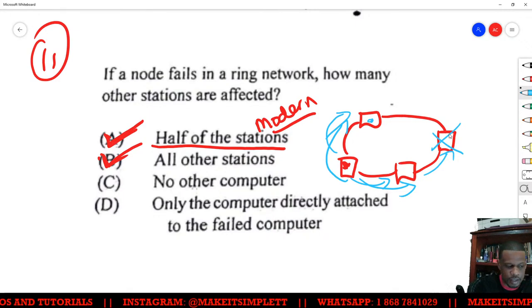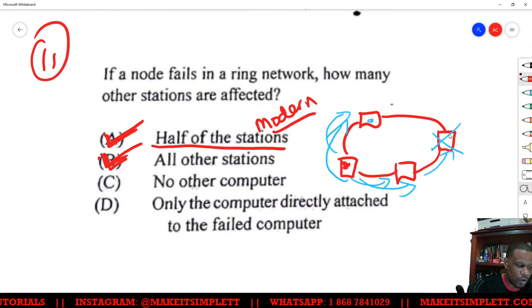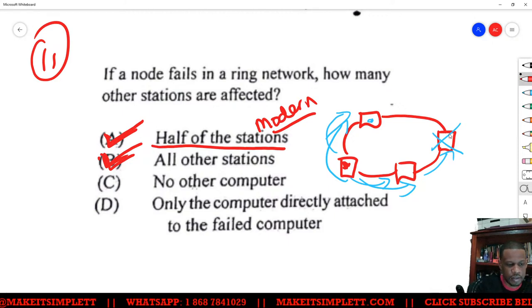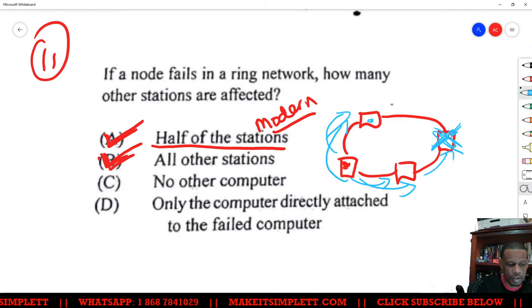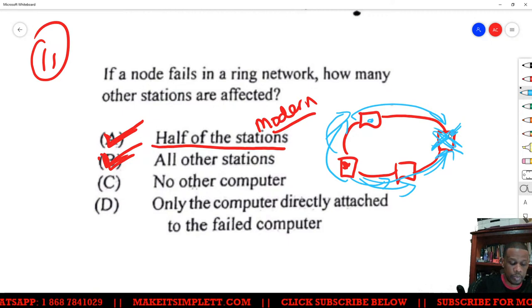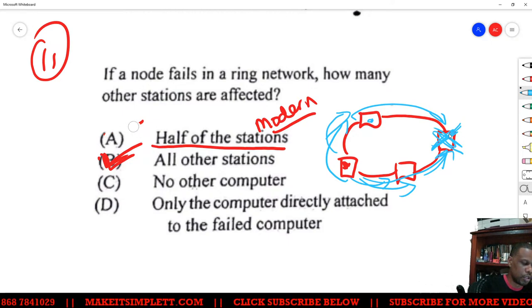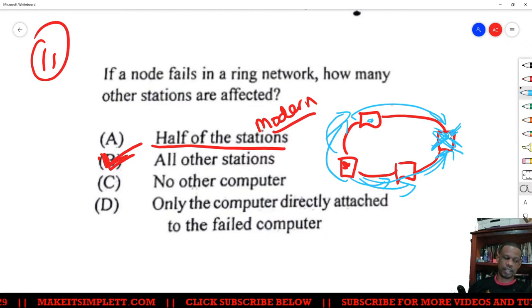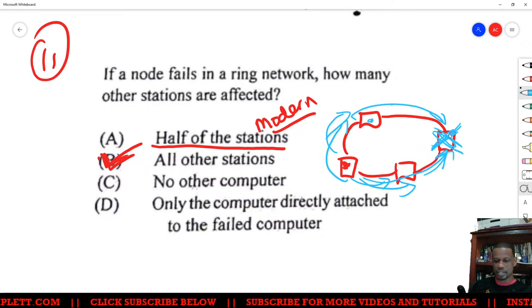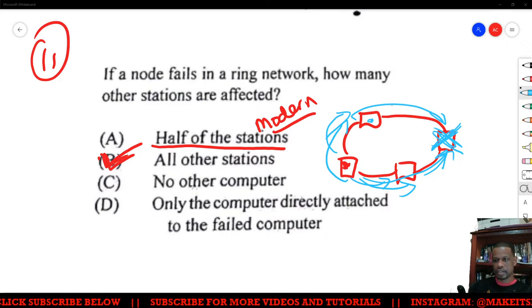But back when they did this syllabus, more than likely all the stations would be affected because you won't be able to send information if this one here is not working. Once you reach there, the message stops there. Based on the fact that the syllabus is old, I will leave it as B and not as A. But technically speaking, only half the stations are supposed to get affected. So we will go with the primitive answer.